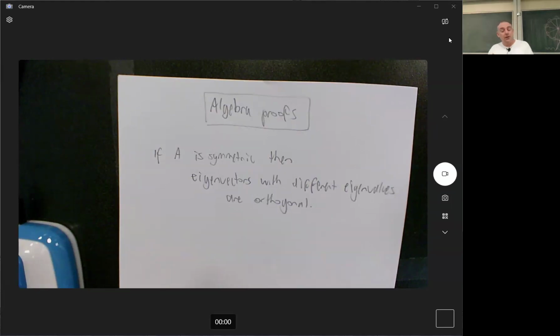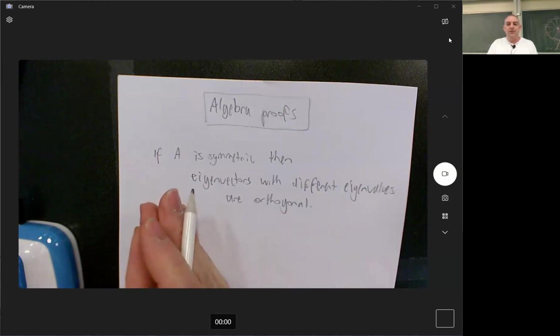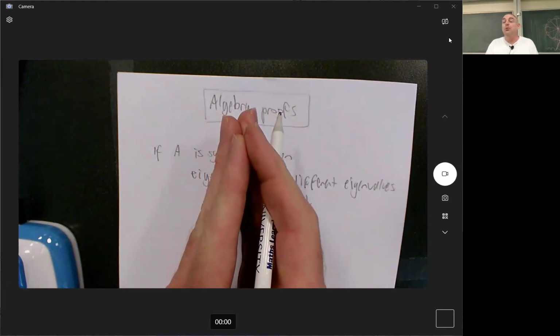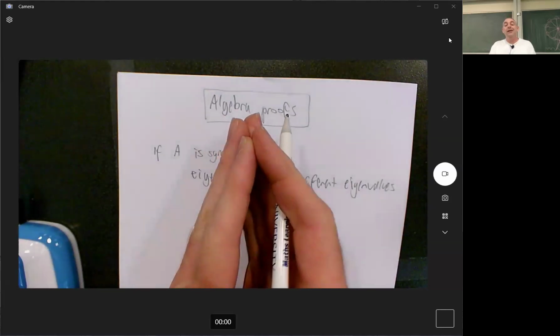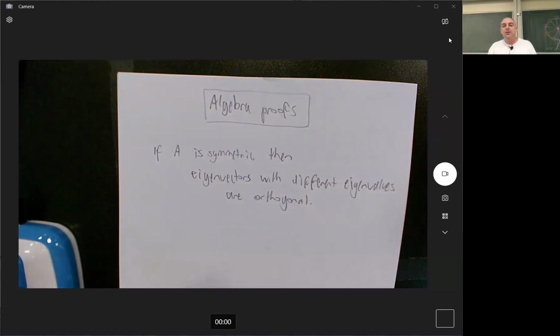Just to let you know, for an ordinary matrix that isn't symmetric, or it could be symmetric, but for just a regular matrix, eigenvectors with different eigenvalues are linearly independent. But for symmetric matrices, eigenvectors with different eigenvalues are not just independent, but orthogonal.